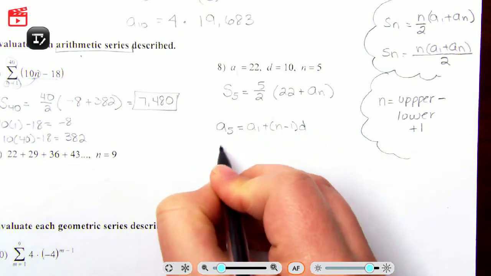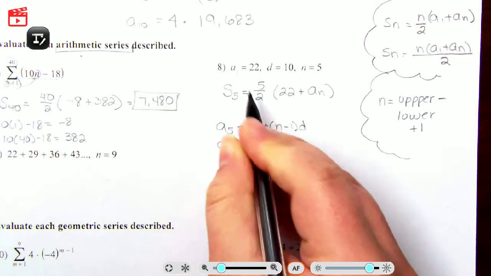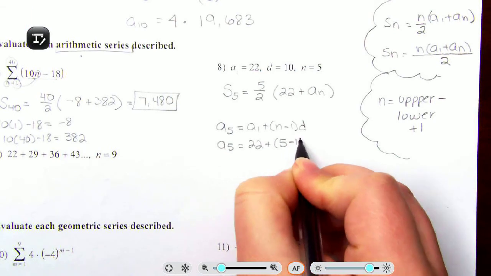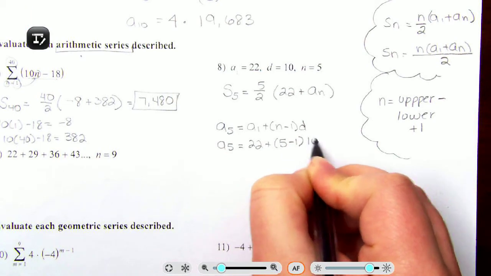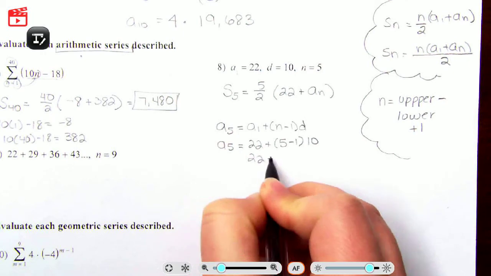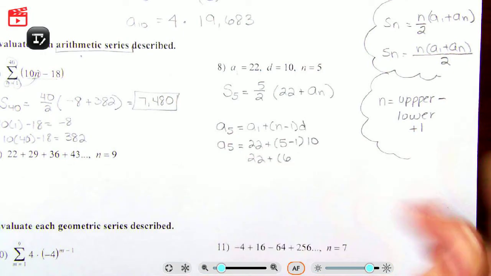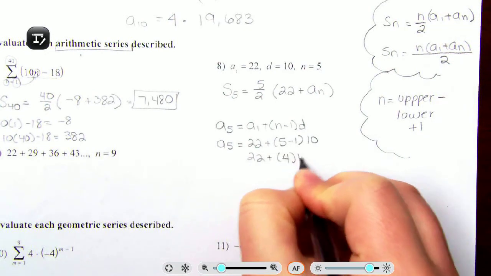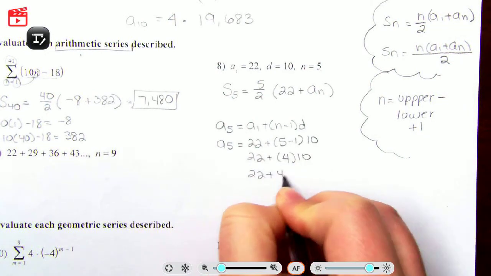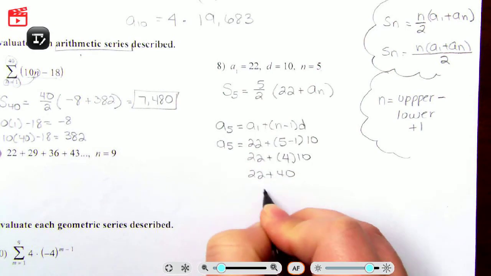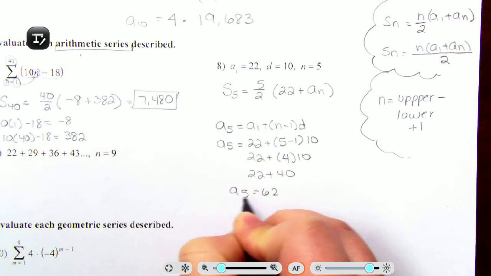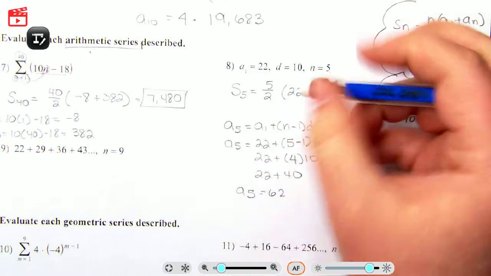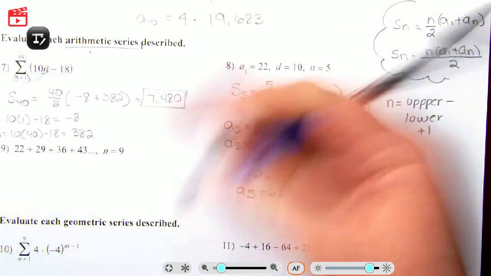We know that n is 5, a sub 1 is 22, and common difference is 10. They give us that information. So 22 plus, oh, just kidding, this is 4, I can do math, times 10. So 22 plus 40 is 62. That is a sub 5, or a sub n here. So a sub 5 is 62.